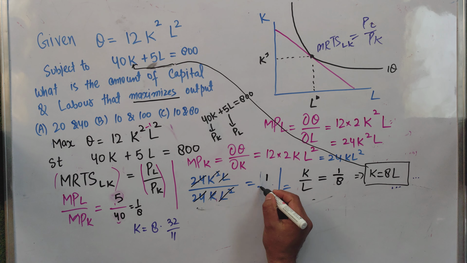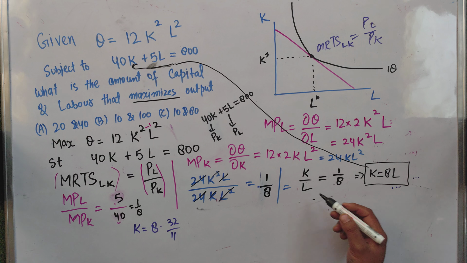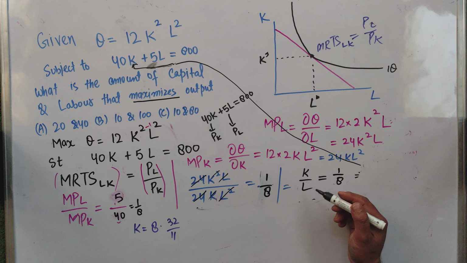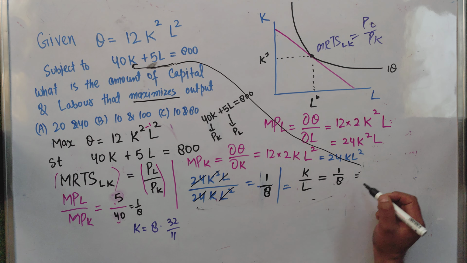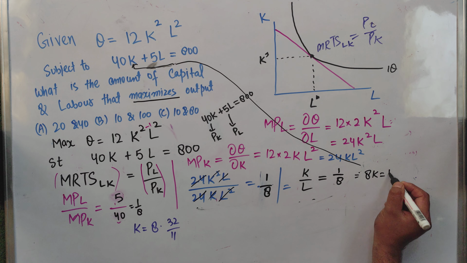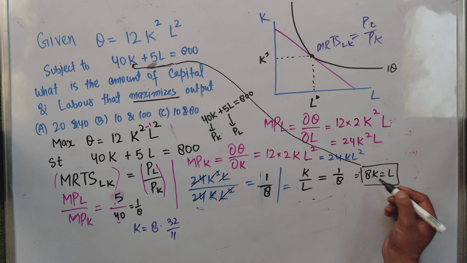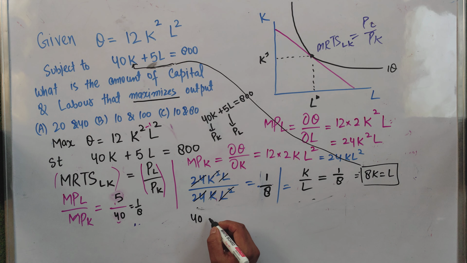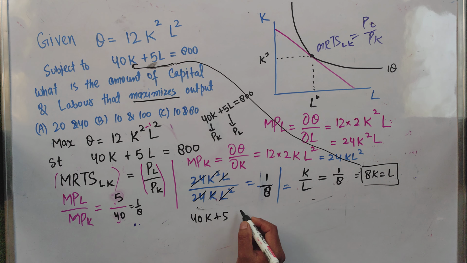Let me write it here, 1 upon 8. So we have K upon L is equal to this. So let me solve it again. So we have 8 times k is equal to L. So we plug the value of L is equal to 8k in this equation. Okay, so now it seems to be correct. So we have 40 times k plus 5 times the value of L, which is 8k. So this should be equal to 800.